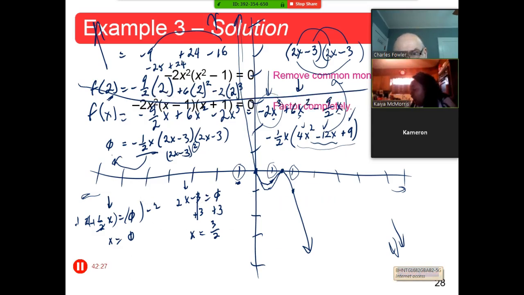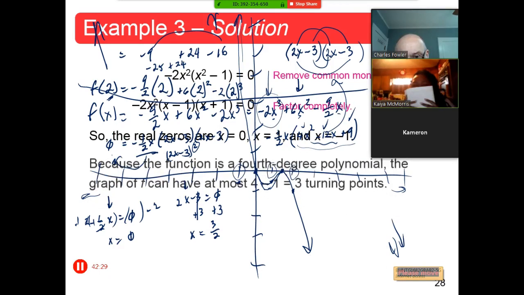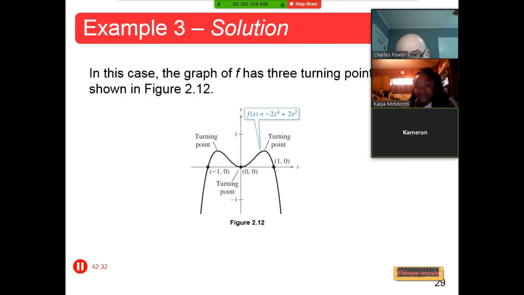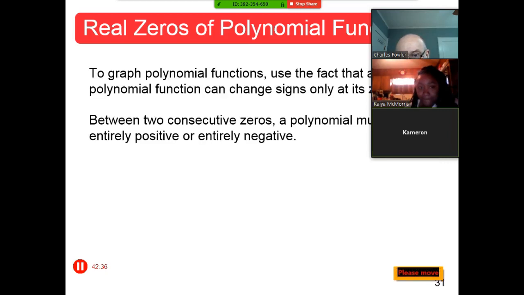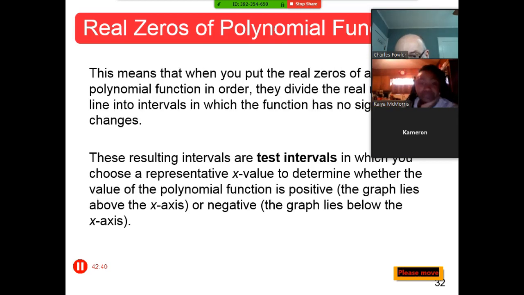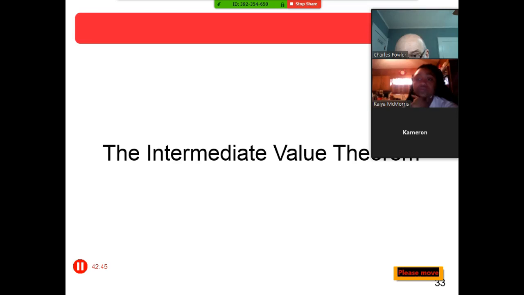Oh, wait. No, yeah, this is example 3. We did that last time. You'll have to check. That's after example 3. We already did that one. And that's where they talk about the test intervals. We just did that. All right.